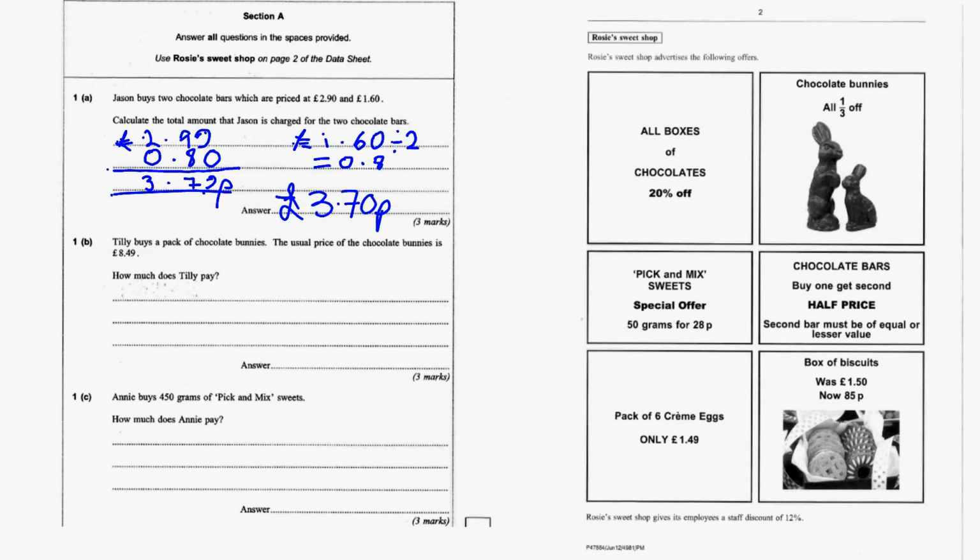Now looking at this question, there are 3 marks awarded. 1 is for finding out the half price, which is this one here, finding out half price. The second one is adding them together, and the third one is actually your answer. So for this question we have actually got 3 marks, 1, 2 and 3.